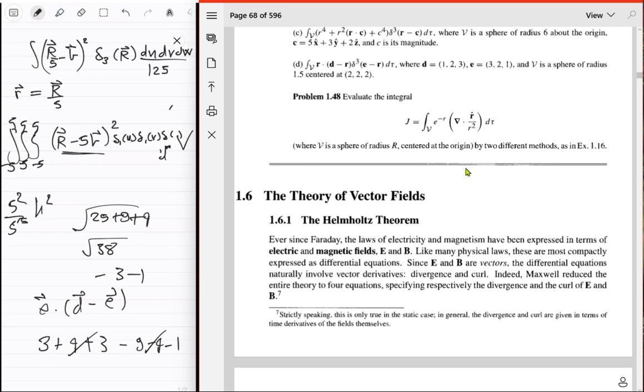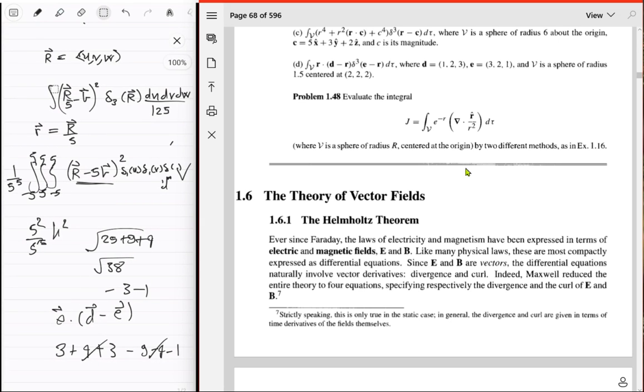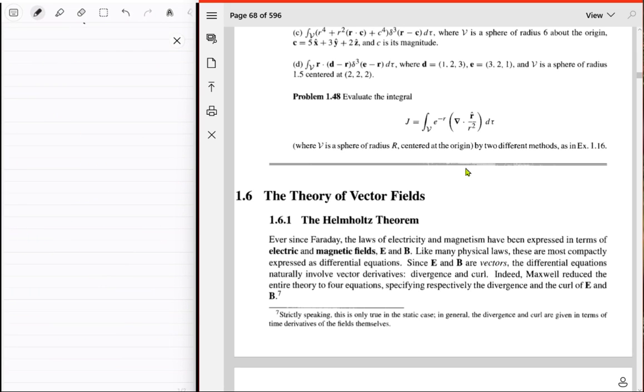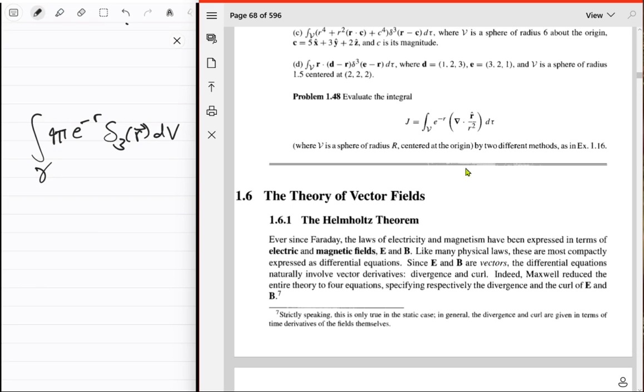Two different methods could be a problematic thing. Sure. We just have to do it using the Dirac delta function. There's no other way. So what you get is 4 pi e to the power negative r, and then delta cubed of the r vector, dV. This volume integral, right? At 0, we just pick out the value at 0, which is 4 pi e to the power negative 0, just 4 pi. So 4 pi is the answer. Cool. And you also want some other way of doing it.